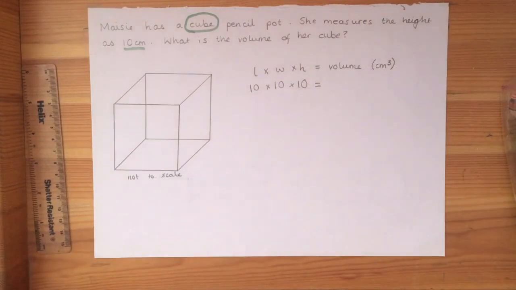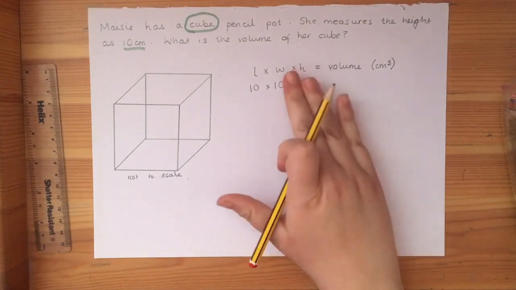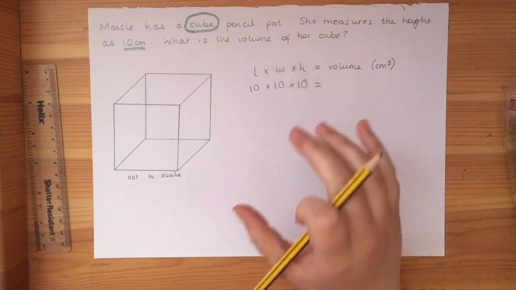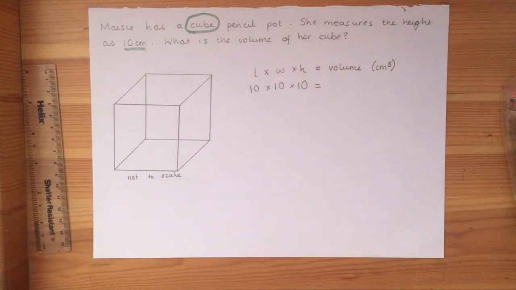Right, pause the video now. See if you can work out this calculation. Remember, split it up. Just start with 10 times 10. And then times that by 10 again. Okay, off you go.